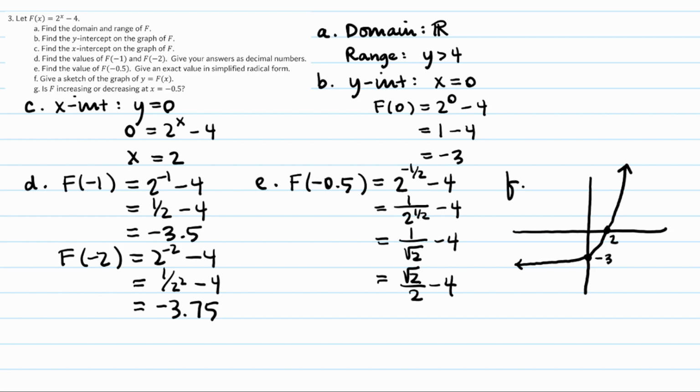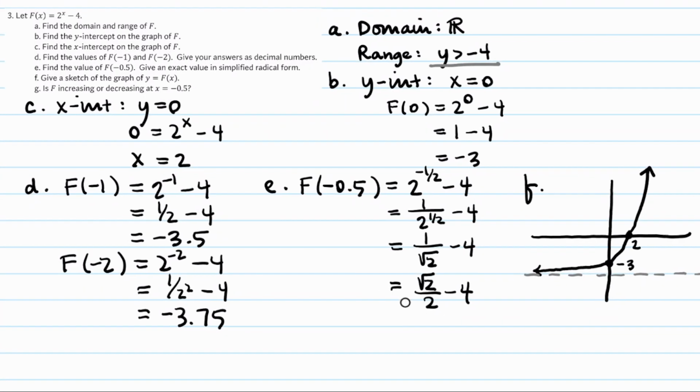Okay. I'm also going to point out, okay, so since y is greater than negative 4 is the range, whoops, I wish I'd caught that sooner. But that means that y equals negative 4 is going to be a horizontal asymptote for the graph, and so we can sketch that in too.